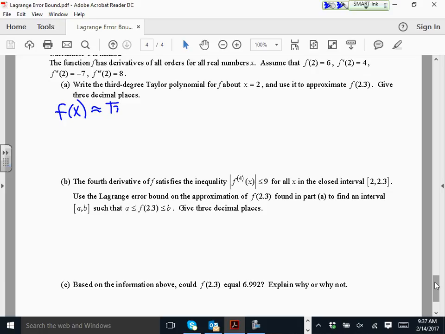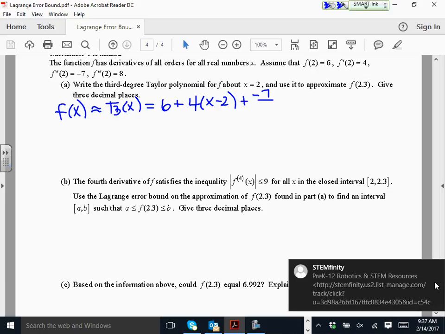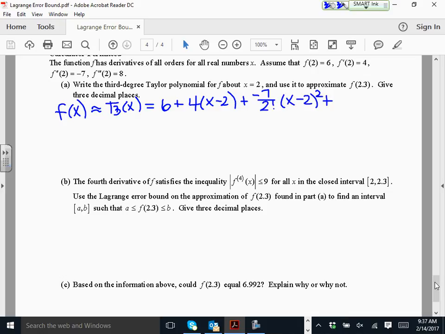Is that what it says? 3rd degree. So what is our function value at 2? So we have 6 plus our first derivative, 4 times x minus 2, because we're centered at 2, right? Plus, we have negative 7 over 2 factorial, x minus 2 squared. Plus, our 3rd derivative is 8, so we have 8 over 3 factorial times x minus 2 cubed. Okay, isn't that cool? It just gives you all the values, you just have to plug them in.